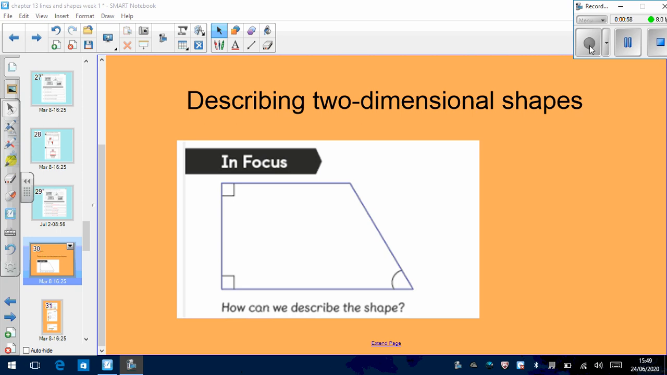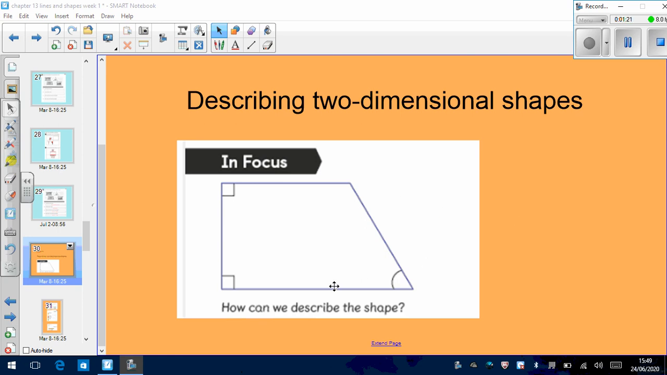Now, today we're going to be graduating on from describing lines to describing shapes. That doesn't mean we can just forget about everything we learned about describing lines last week, because this can help us to describe the sides of a shape. We're going to focus on some things that can help us to describe a shape for our InFocus today.